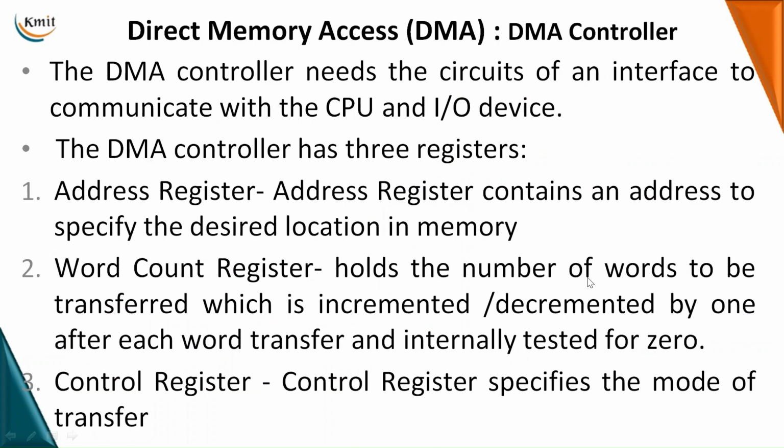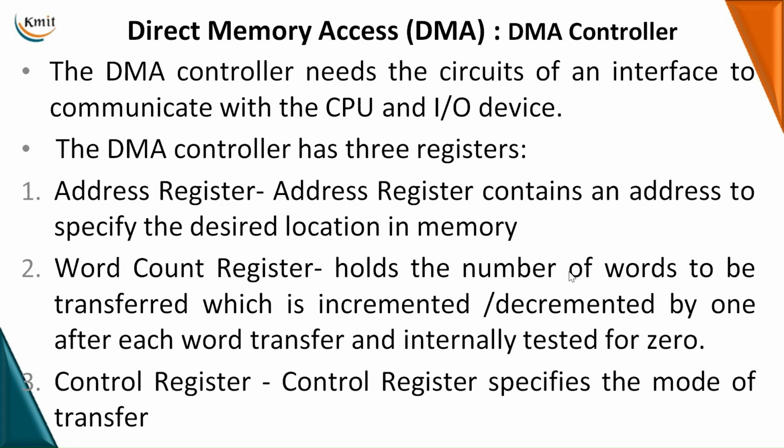The DMA controller needs the circuits of an interface in order to communicate with the CPU as well as the IO devices. The direct memory access contains a controller called a DMA controller. Here this DMA controller mainly contains three registers: one is the address register, one is the word count register, and the third one is the control register.